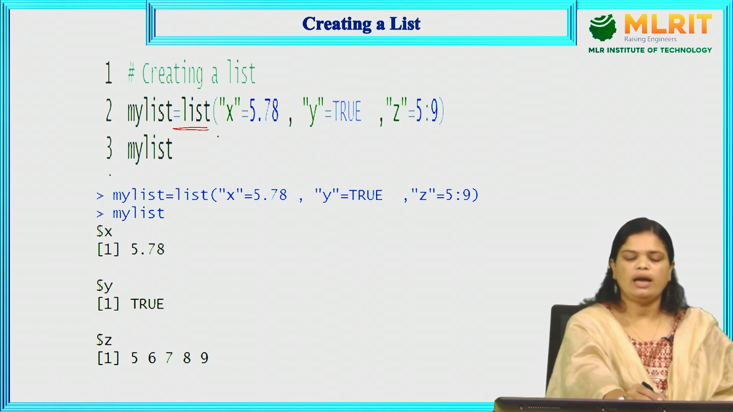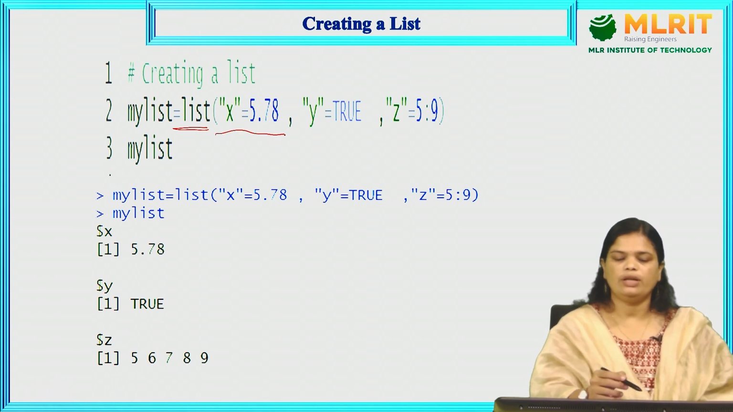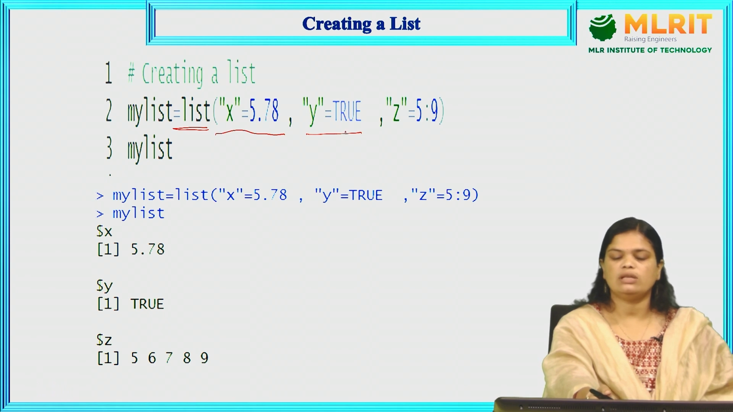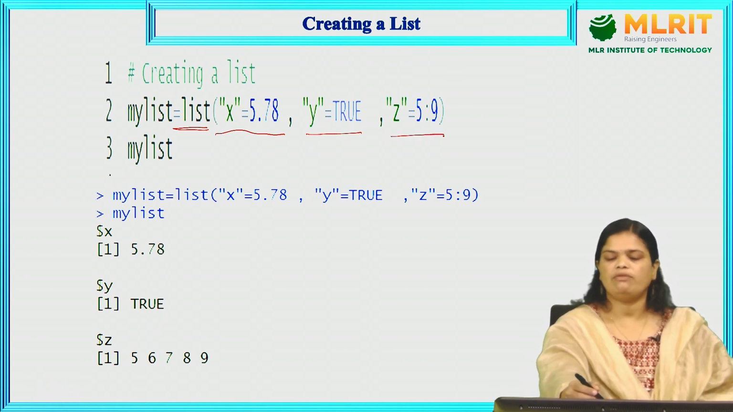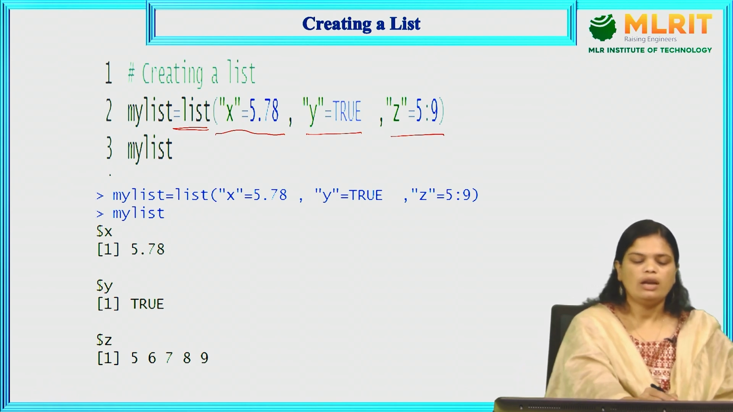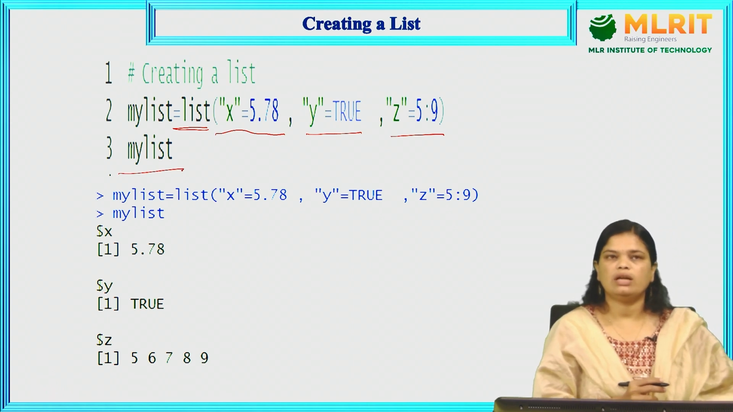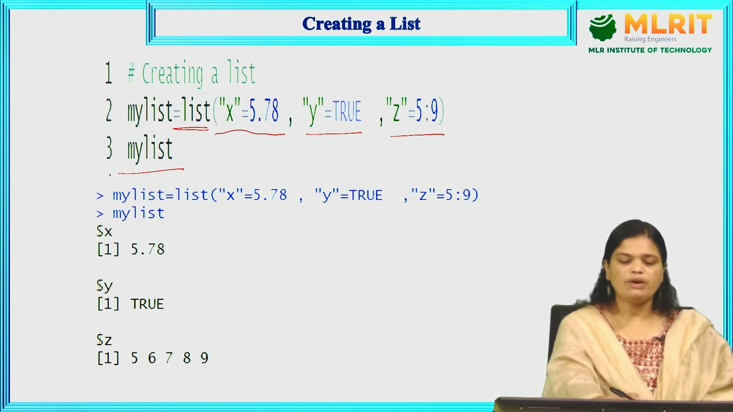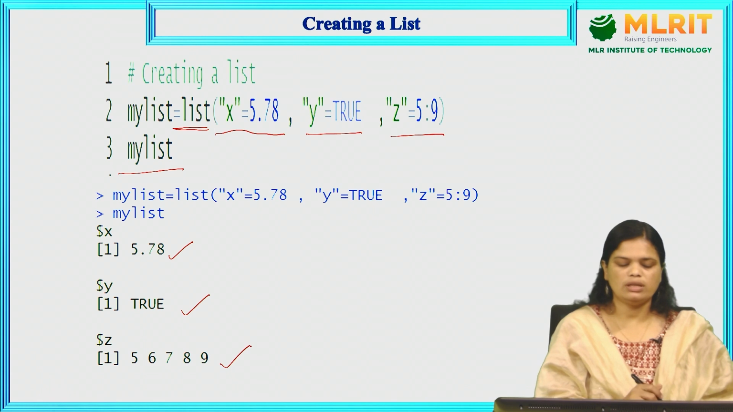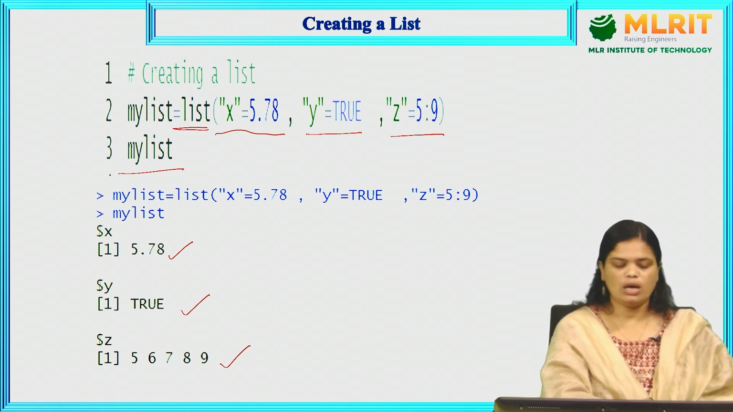Look at here, I have the floating variable here. I have assigned logical data to y, and I have a sequence assigned to z, that we have discussed in the vector. We can use a colon operator for creating a sequence. Now I am trying to print the data that is stored in my list. The first data I have got is 5.78. The second data I have got is TRUE, and the third data I have stored in the list is a sequence, so I'll be getting the output as 5, 6, 7, 8, and 9.